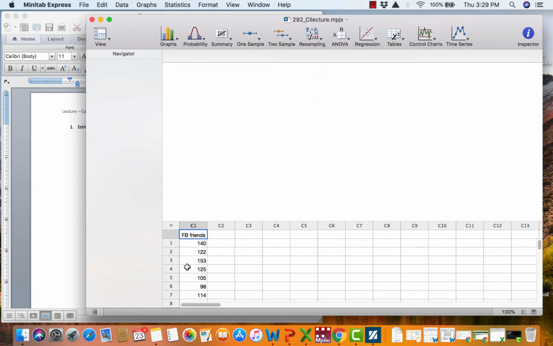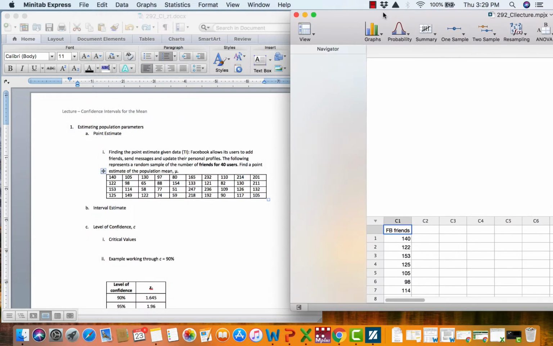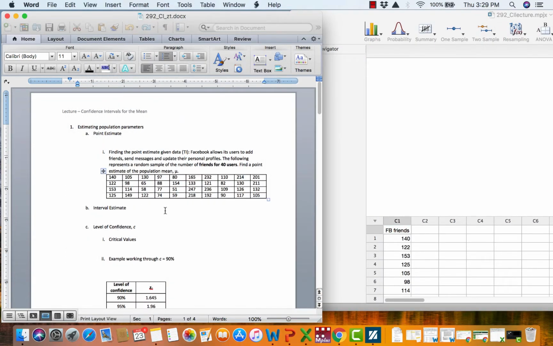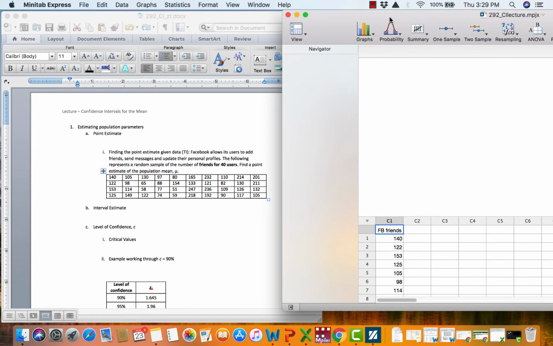And all you're going to see in it is one single column on Facebook Friends. Basically, what I have done is I've taken this table of information that you see in the lecture outline, and I have typed it into Minitab for us so we can work with it.